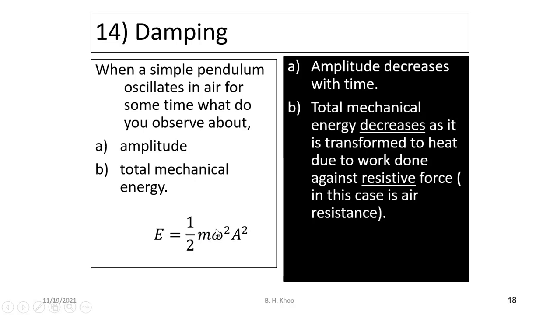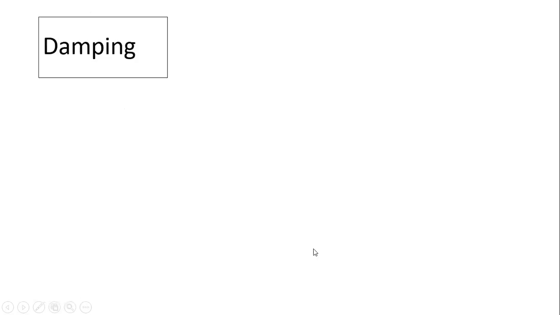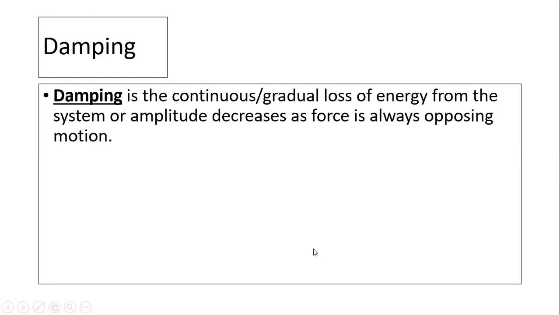Okay. E is proportional to amplitude squared. Right? So what is damping? Damping is a continuous or gradual loss of energy from the system. You can describe it this way: the system continues to lose energy until it stops, or the amplitude decreases, as the force is always opposing the motion. Amplitude decreases because there's a force opposing the oscillation.